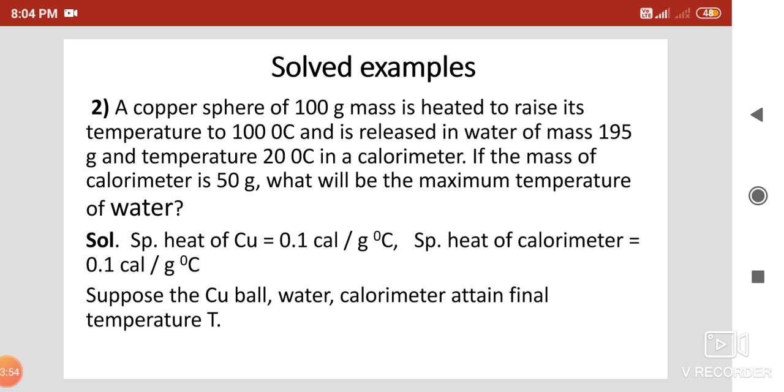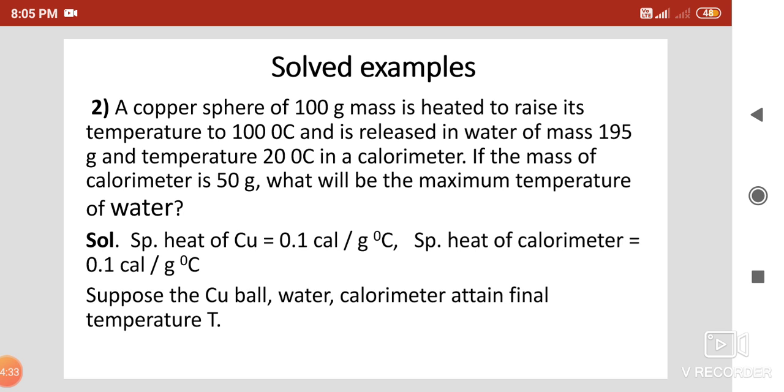So heat lost by the copper sphere is equal to the mass of copper multiplied by the specific heat capacity of copper multiplied by the decrease in temperature of that copper sphere. So the mass of copper is 100, multiplied by specific heat 0.1, multiplied by the decrease in temperature. Before putting in water it has temperature 100, after putting in water its temperature will decrease, that is, it will attain temperature T. So the decrease in temperature is 100 minus T.